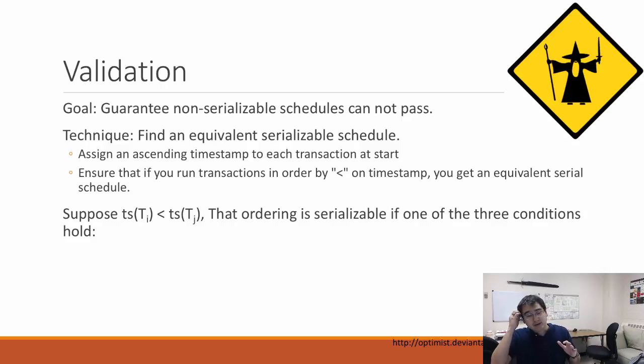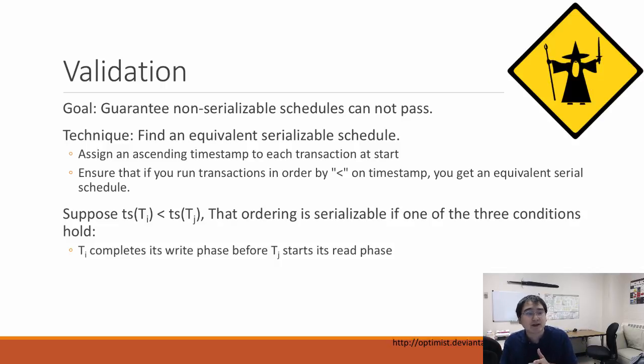So let's assume that we have two transactions, transaction I and transaction J, which both have time steps. Transaction I's time step is smaller than transaction J's, meaning transaction I is the older of the two transactions. And we can be sure that these two transactions are serializable, meaning that transaction I appears like it did all of its actions before transaction J even started, if one of these three conditions hold.